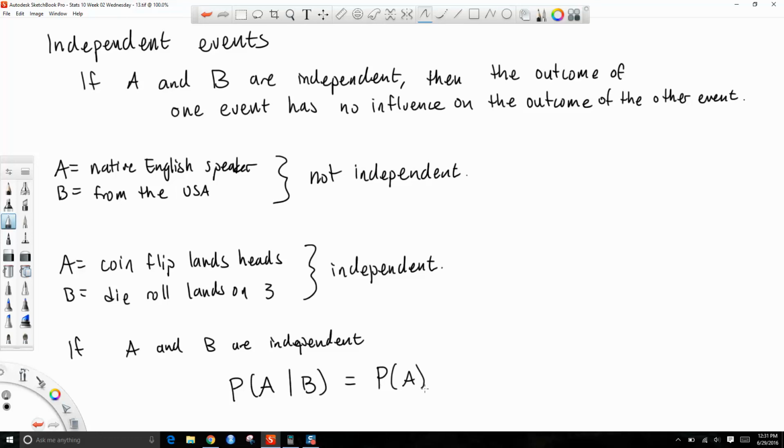So if A and B are independent, then the probability of A given not B is also going to be equal to the probability of A. Which, by the transitive property, means that the probability of A given B is also going to equal the probability of A given not B, which is all equal to the probability of A. So if A and B are independent, then you're going to have these things all be true.